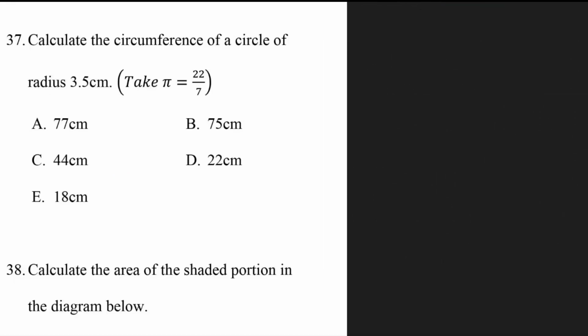Alright, question 37 says calculate the circumference of a circle of radius 3.5. So radius is equal to 3.5 centimeters. Remember we have pi is equal to 22 over 7. And we are looking for the circumference. Note that circumference is the same thing as the perimeter of the circle. So simply, the question is asking us to find the perimeter of the circle.